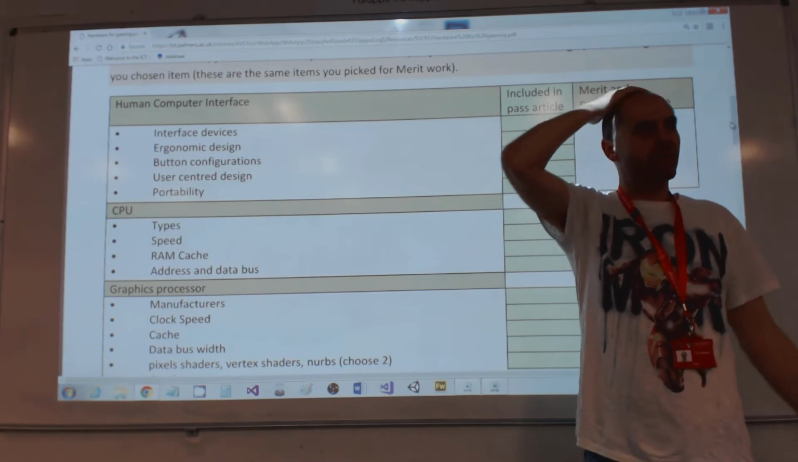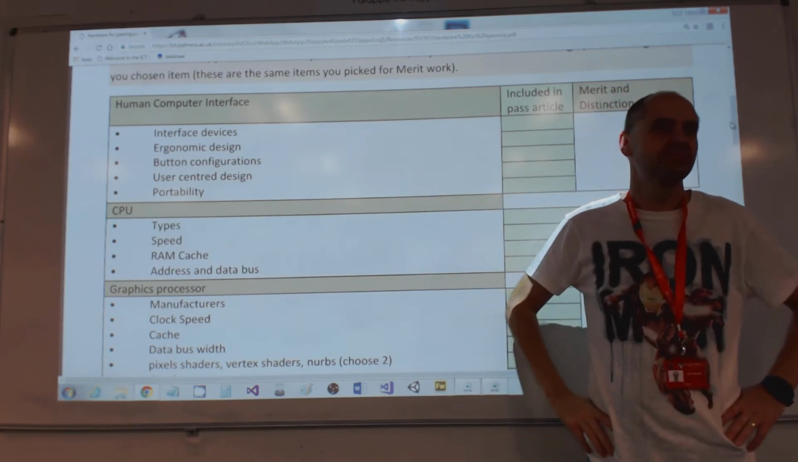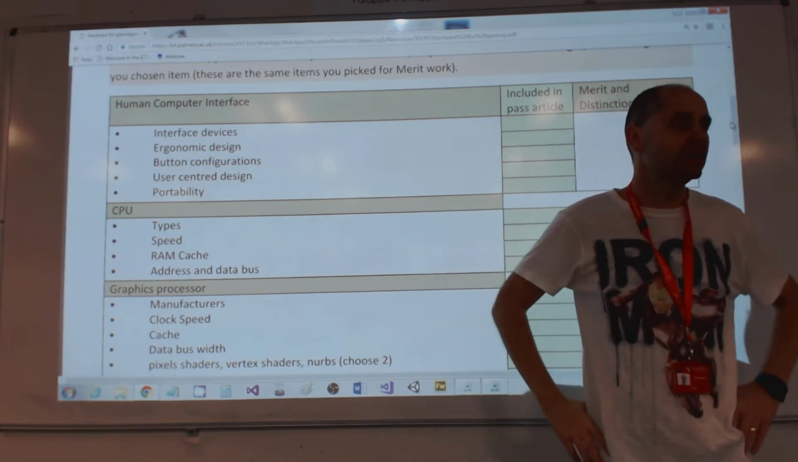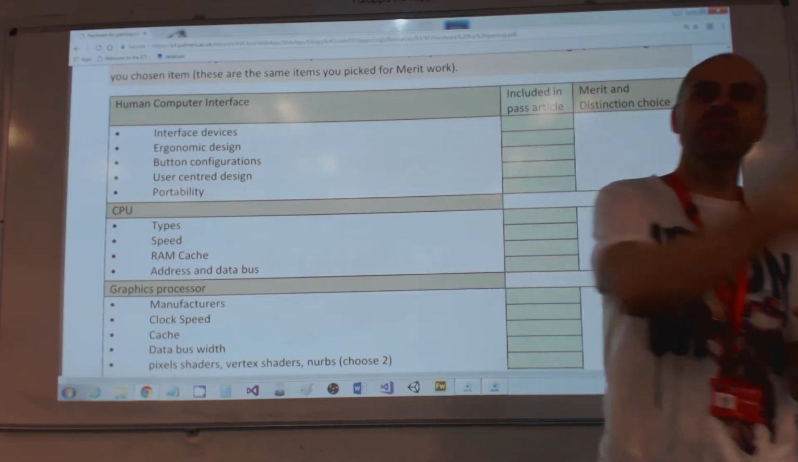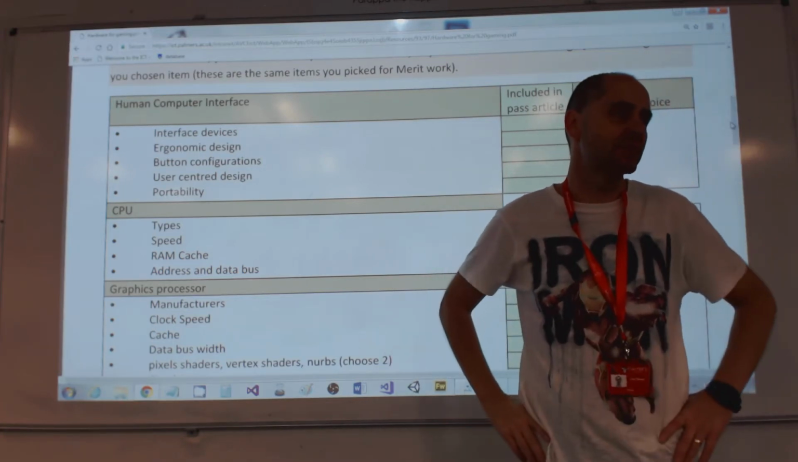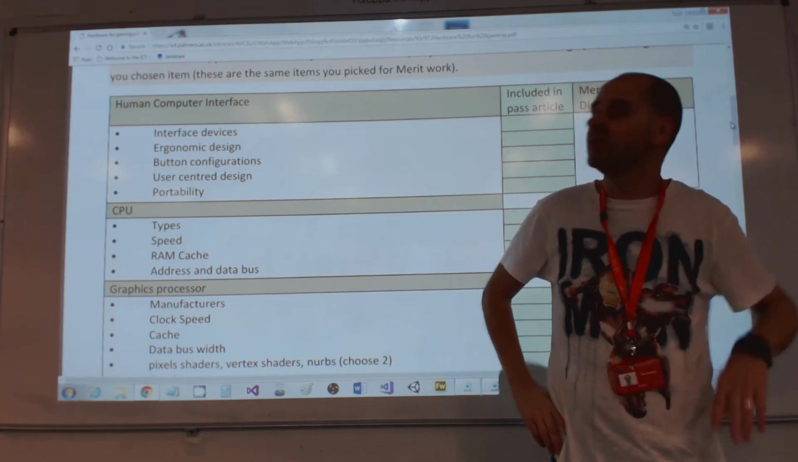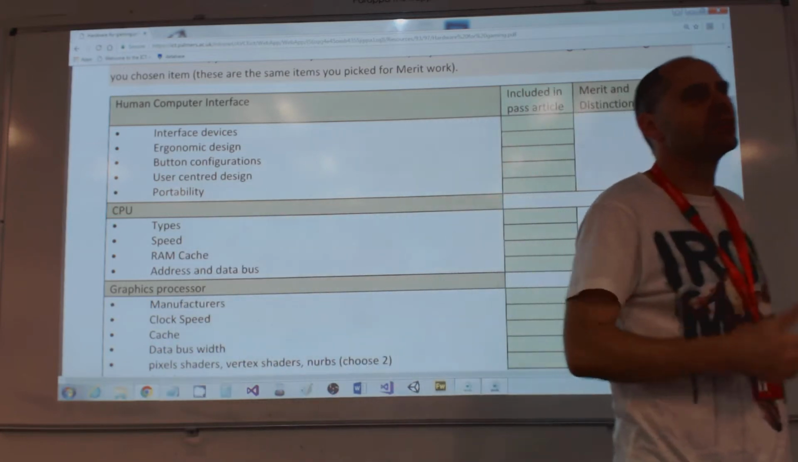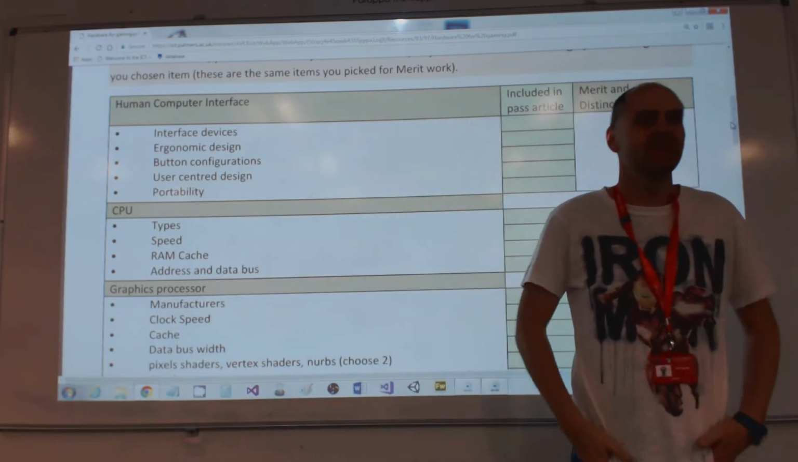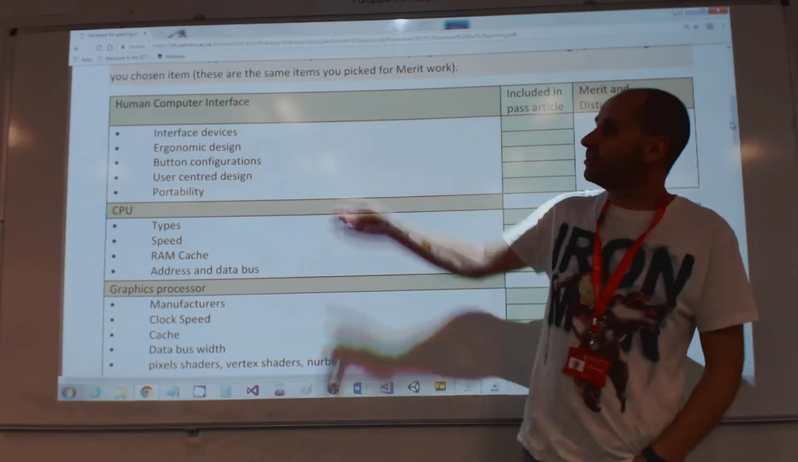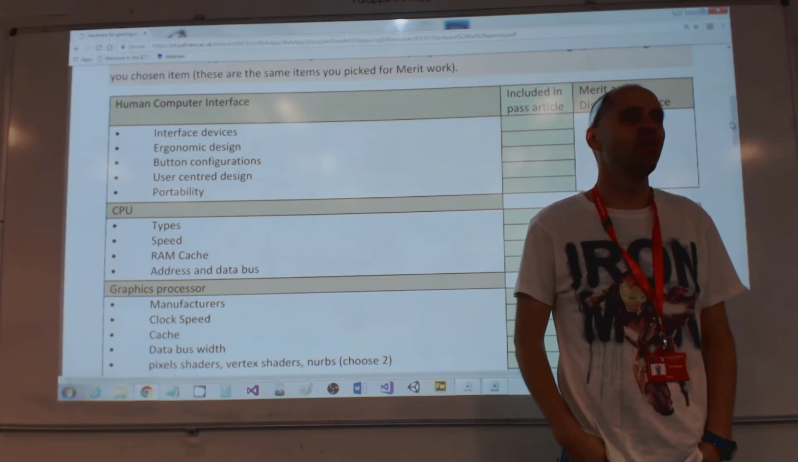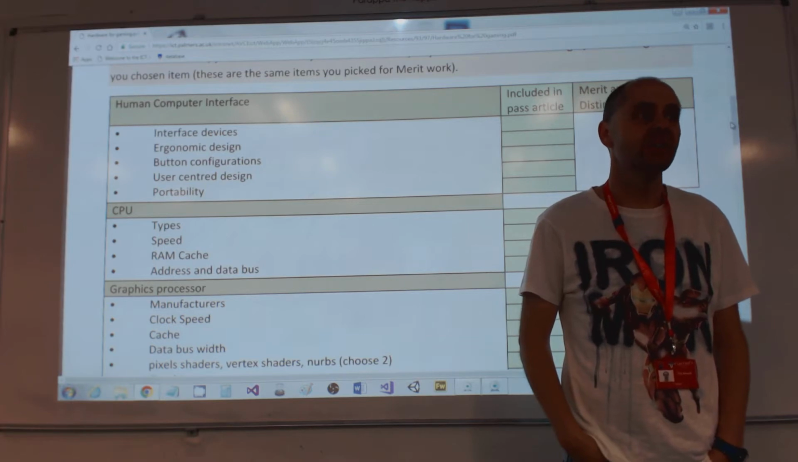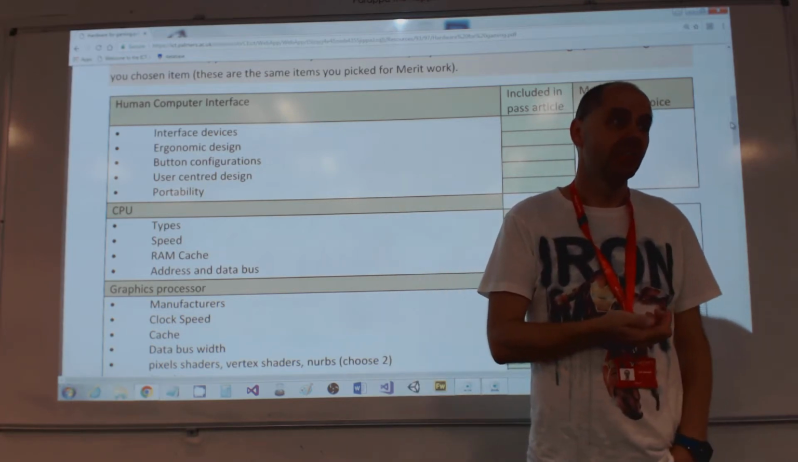User-centered design, anyone know what that might mean? User interface. Yeah, user interface, but aimed at the user. So it's like making decisions that maybe are not easy things to implement, but they're best for the users. Okay, but you need to do some research on this. And portability, what do we mean by portability? I do not mean carrying something around, because we're talking about interfaces. What do I mean by portability of interface? Is it like changing devices? Yeah, switching between devices and having consistency as best you can.